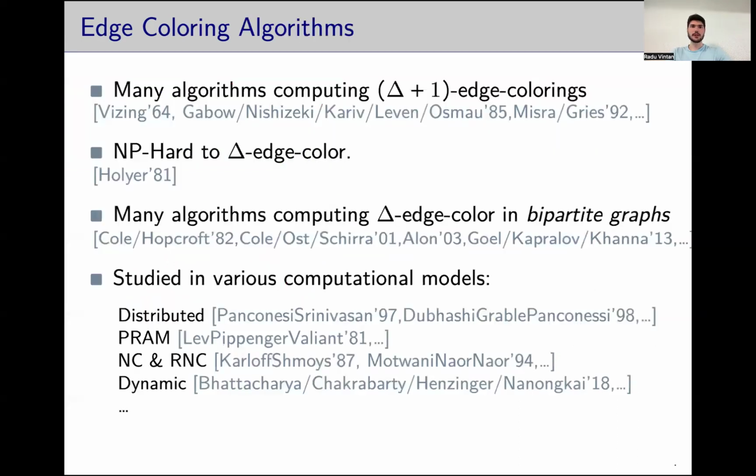So there are many algorithms computing delta plus 1 edge colorings in polynomial time. If we want to differentiate between delta and delta plus 1 edge colorable graphs, it's already NP-hard. But for example, bipartite graphs can always be delta edge colored, and this can be found in polynomial time. And overall, this problem has been studied a lot in various computational models like distributed, parallel, or dynamic. And in this talk, we're going to focus on online.